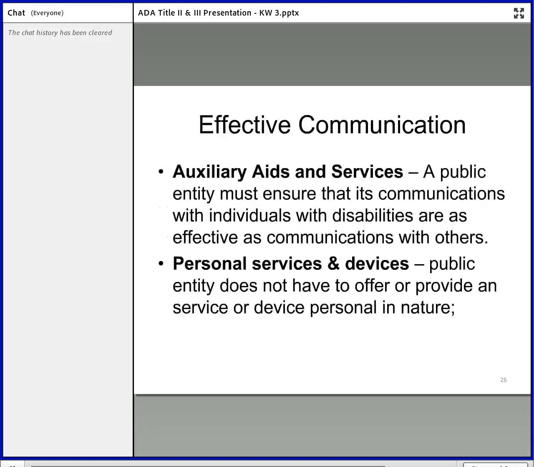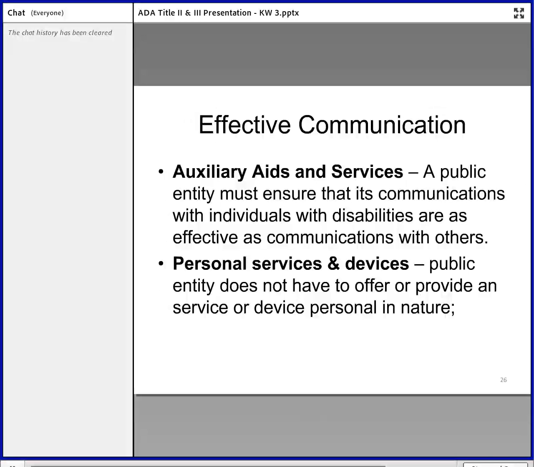Okay. And that kind of bleeds right into effective communication. So one of the ways in which a public entity has to ensure that they're providing access to all their goods and services is through effective communication, and that's auxiliary aids or services. It can be an interpreter, can be a reader, can be large print material, can be braille material. Today it's digital material, right? So there's lots of ways in which someone can provide effective communication.